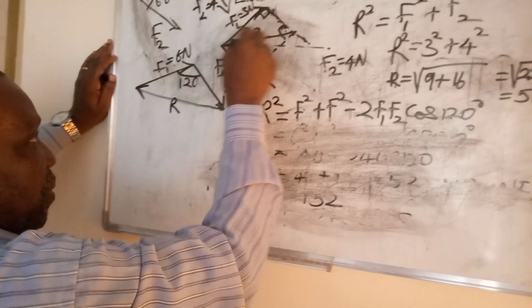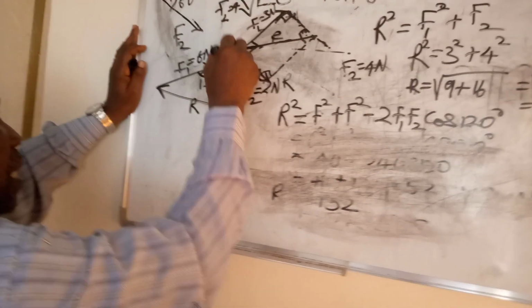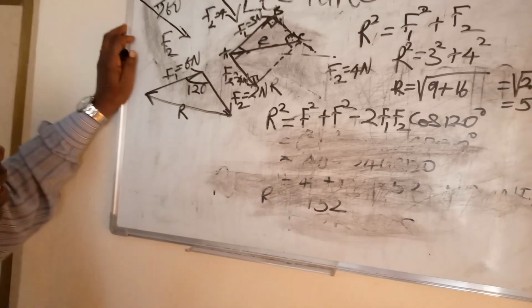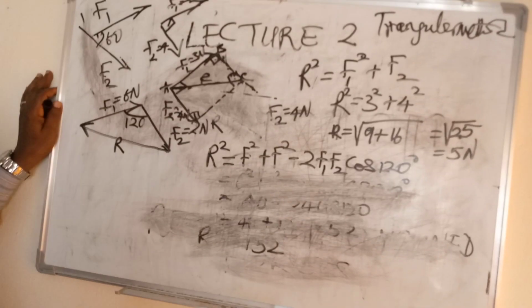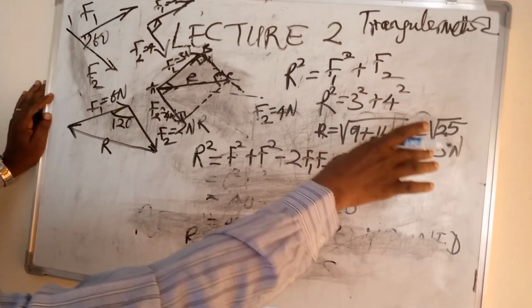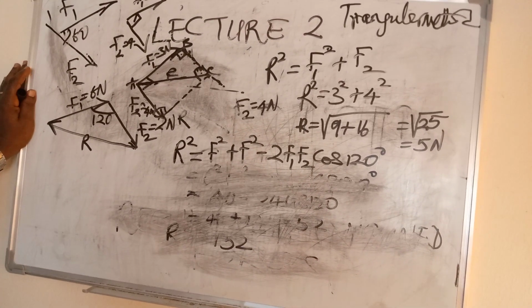And this is R, the same way. It comes back to triangle ABC. So with that triangle, we come back to using the Pythagoras theorem, as already shown here, and we get R equal to 5.